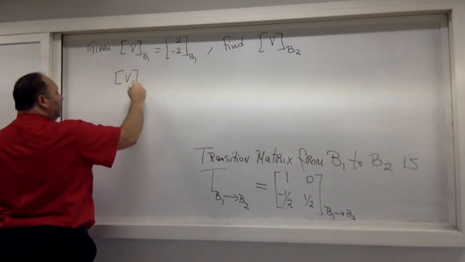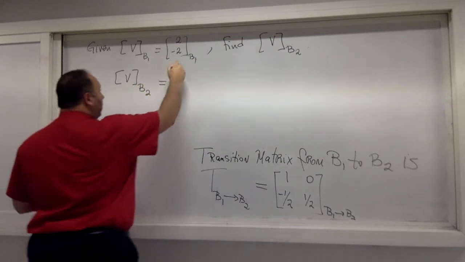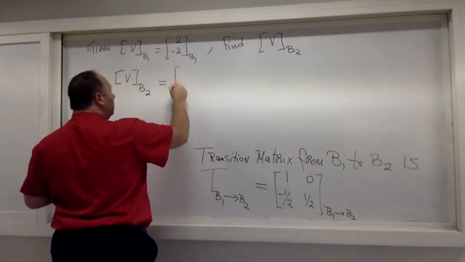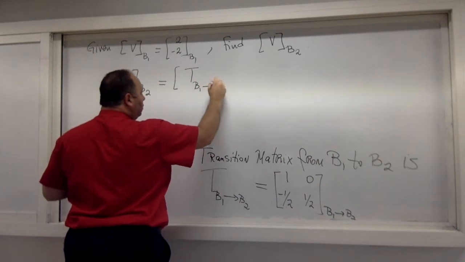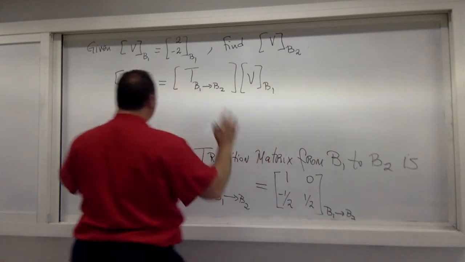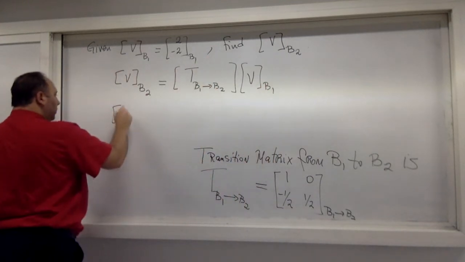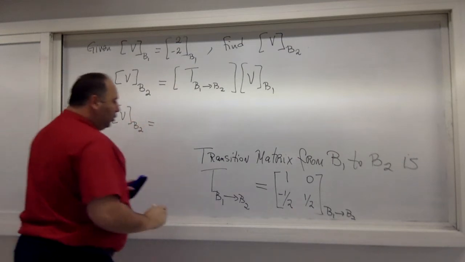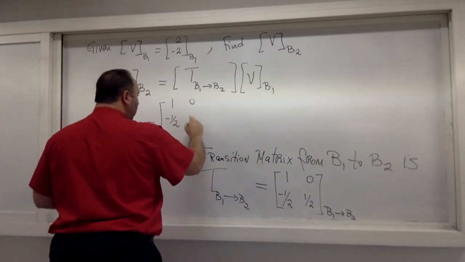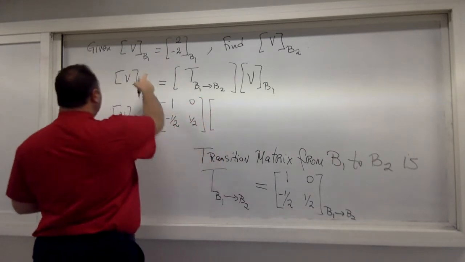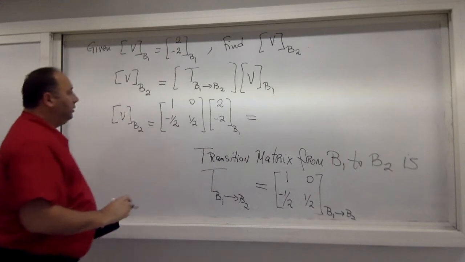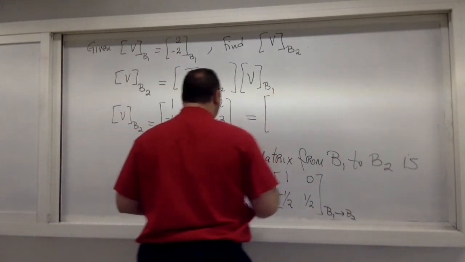So the coordinates of the vector in basis B2 are just, let me write schematically, the transition matrix from B1 to B2 times the coordinates of V in B1. So that's schematic. In more concrete terms, I just copy the matrix and multiply by the coordinates of the guy in B1, which are these. And once I'm done, if I know how to compute, I'll get my coordinates in B2.